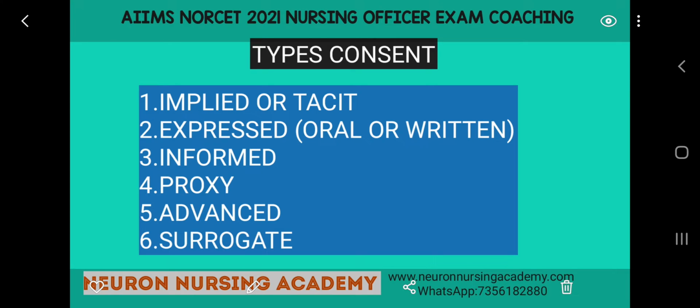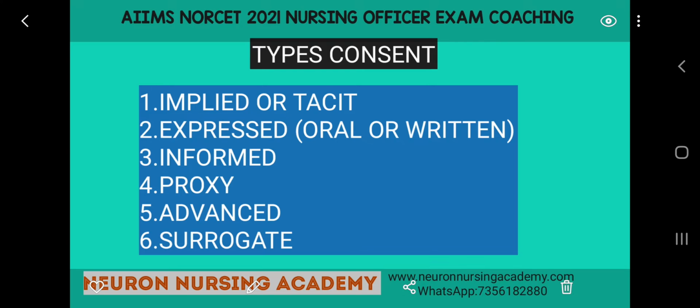Then comes surrogate consent. Surrogate consent means for minors, those people who are below 12 years old, like children, we can get consent from families or parents. That is called surrogate consent. So these are the important consents in the health systems.